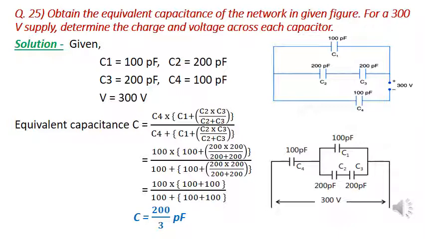Finally, the expression we get for the equivalent capacitance of all the four capacitors is C4 into (C1 plus C2 into C3 upon C2 plus C3) divided by (C4 plus C1 plus C2 into C3 upon C2 plus C3). By putting all the values of capacitance here, we get the equivalent capacitance C is equal to 200 by 3 picofarad, which is the answer of the first part.